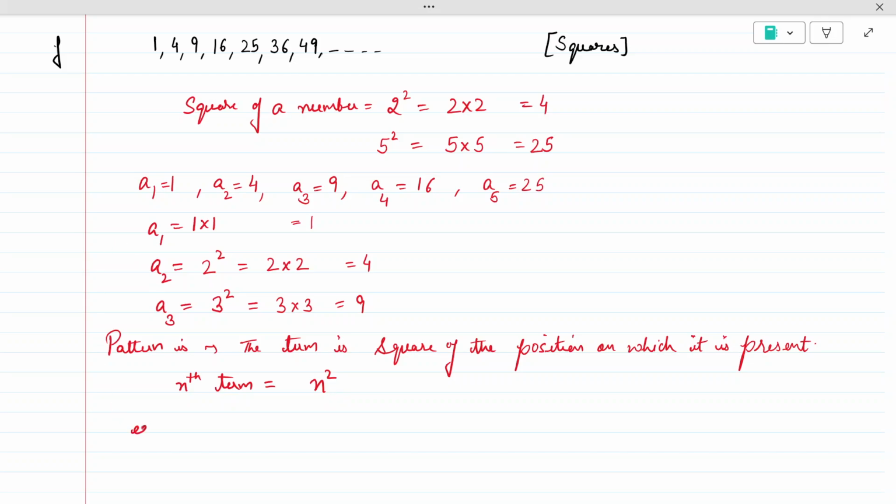Now, the example I am taking here is, let us find the 11th term of this series. The 11th term will be the square of 11, which is 11 multiplied by 11, that is equal to 121. This is the 11th term of the series. Similarly, we can find the term at any position by using this formula. I am highlighting the formula also.